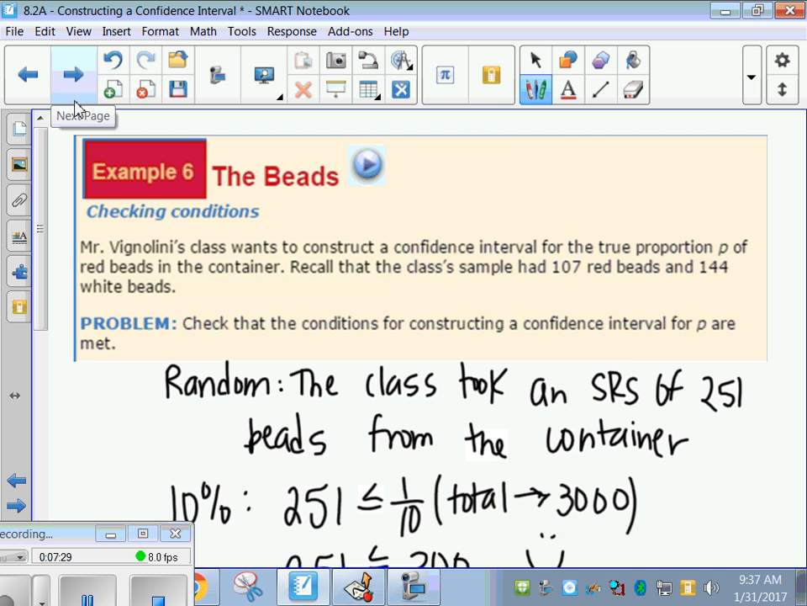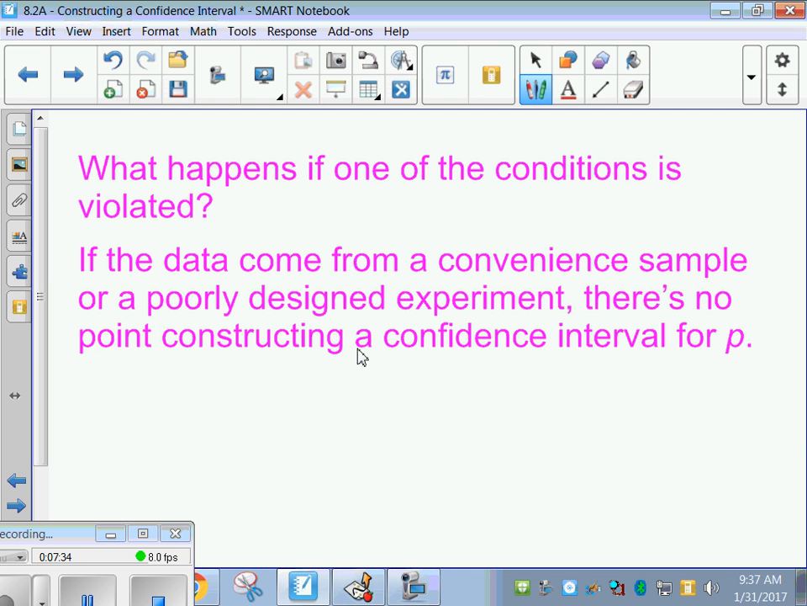Okay, so yay, can we construct a confidence interval for the bead problem? Yes, we can, because we have random, 10%, and large counts. So if one of the conditions is violated, you guys, it's not going to give us a good estimate. For example, if we have a poorly designed experiment, like we did a convenience sample, then there's no point in constructing a confidence interval. Okay?